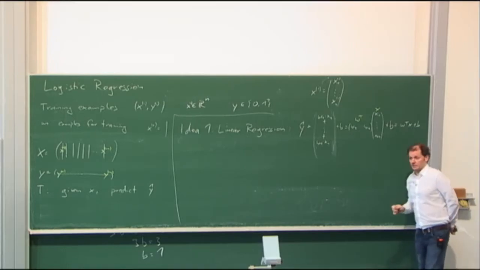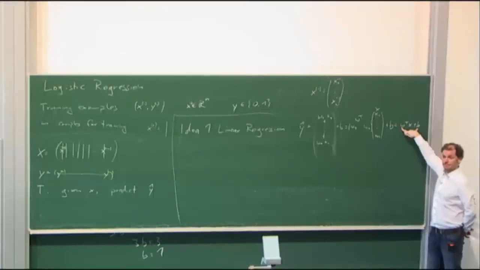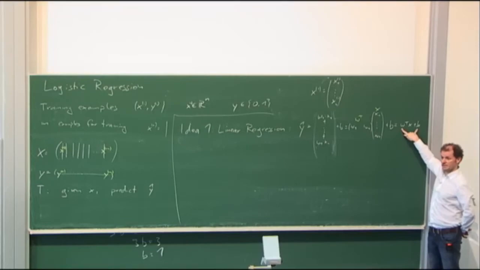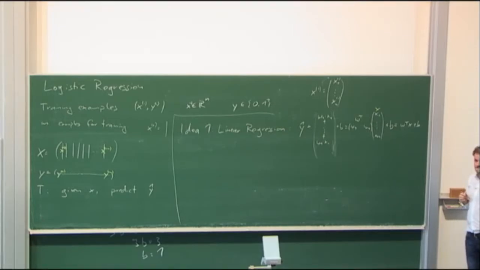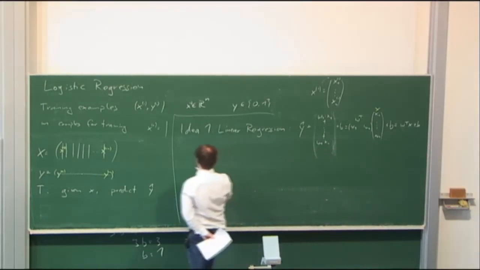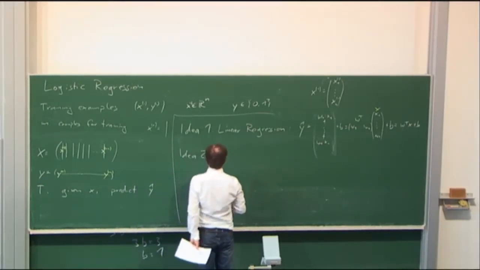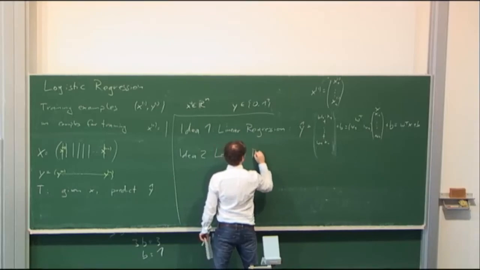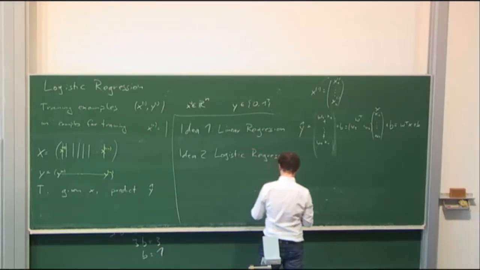Does anybody have an idea of how we can restrict this to force it between 0 and 1? So I want to take this and apply a function to this that forces this to be between 0 and 1. So it's basically our second idea. Idea 2: I use a function to force it between 0 and 1. That's a logistic function. And the idea is to use a function of the following shape.